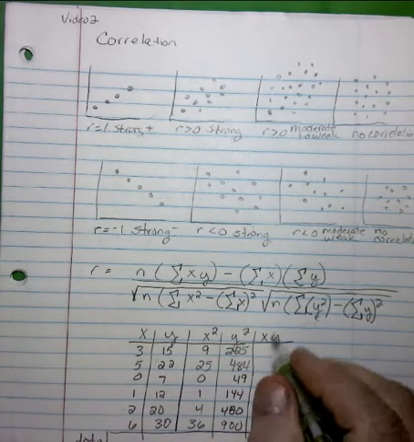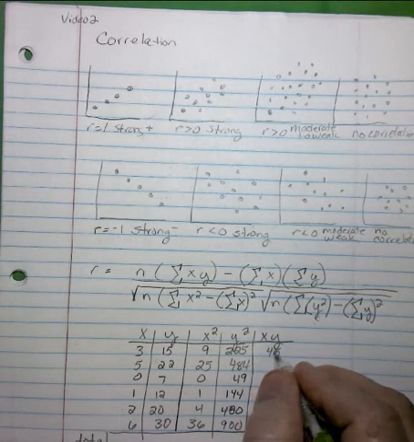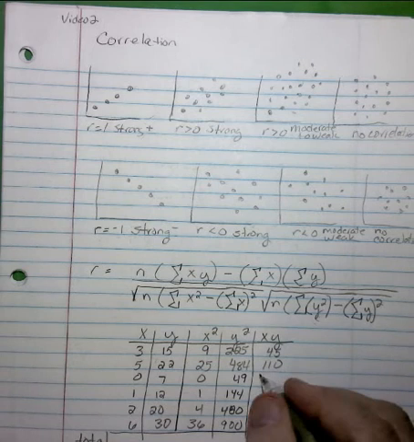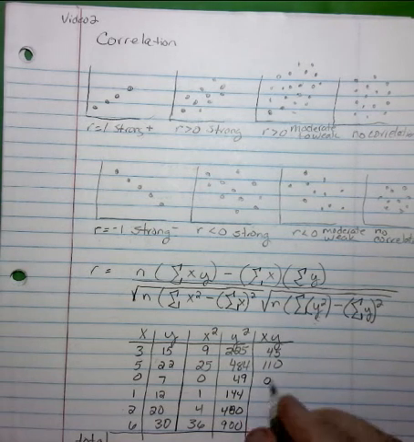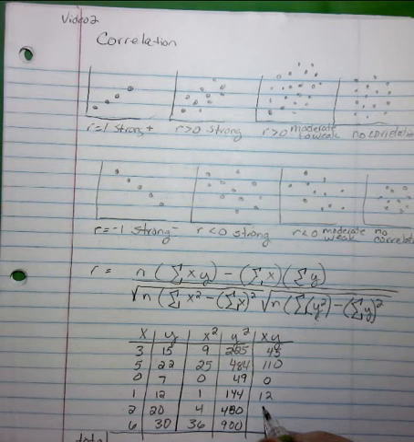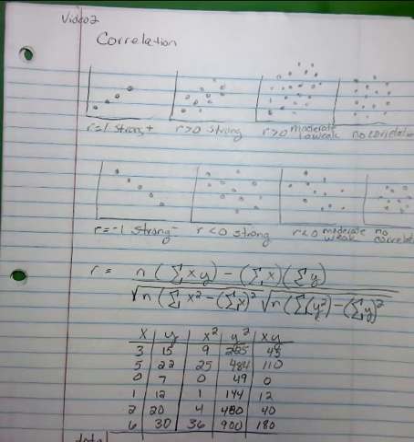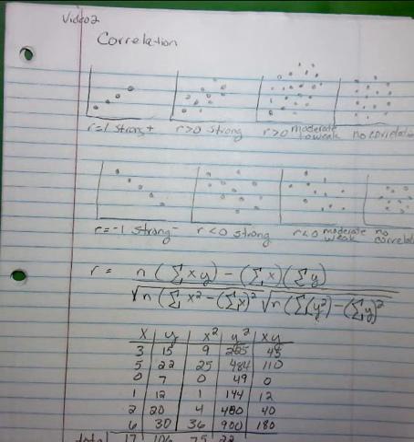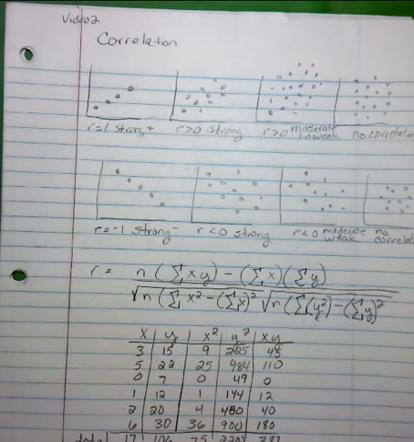And then x times y is 15, 5 times 22 is 110, 0 times 7 is 0, 1 times 12 is 12, 2 times 20 is 40, and 6 times 30 is 180. And then we want to add up all those columns. So we have 17, 106, 75, 2,202, and 387 for those totals.